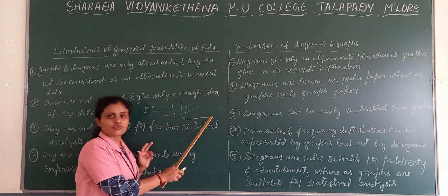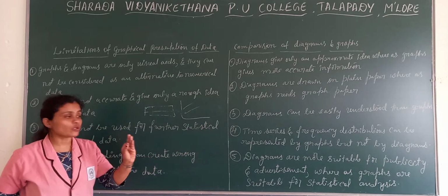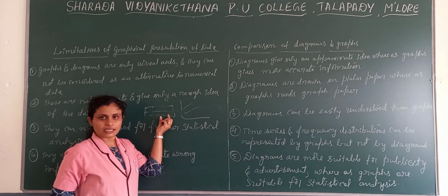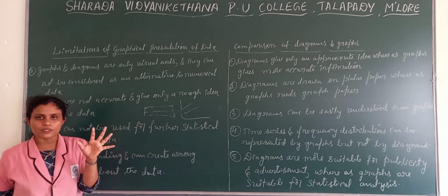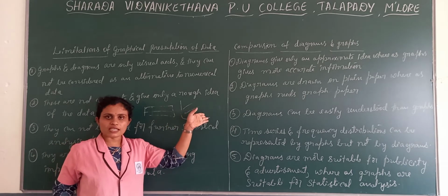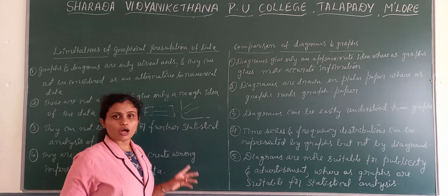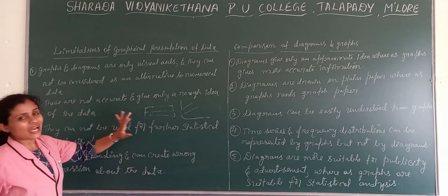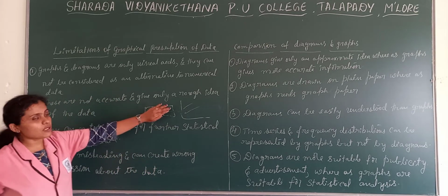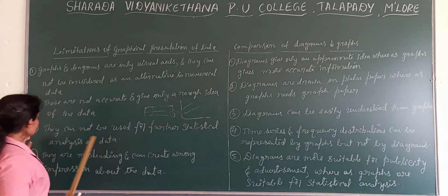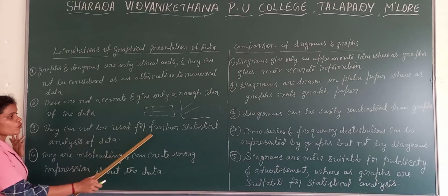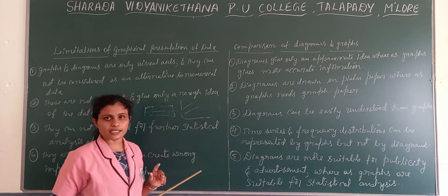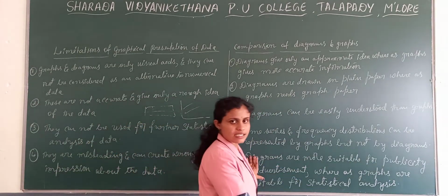Then, these are not accurate and give only a rough idea of the data. This graphical information we cannot consider as accurate like the numbers present in the tabulated data. In the table format, what numbers will be there, that we represent in the graph. So in graphs or diagrams, we cannot consider this accurate information. These are a rough idea about the tabulated information. Next, they cannot be used for further statistical analysis of the data. This graph that we present, we cannot use it for further statistical analysis.